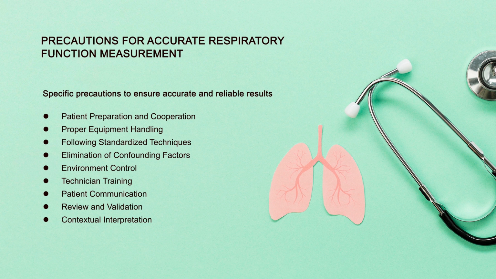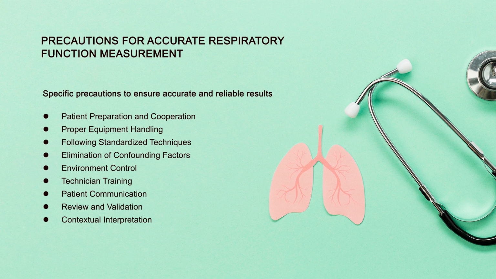The second precaution to be considered is proper equipment handling. It can be accomplished by regularly calibrating measurement devices to maintain accuracy and consistency. Use high quality, well maintained equipment to ensure reliable measurement. The third one is achieved by following standardized techniques. In this, follow the standardized technique and procedure for each measurement to ensure consistency across tests. Ensure the patient is in a standardized position, for example sitting or standing upright, during the measurement.